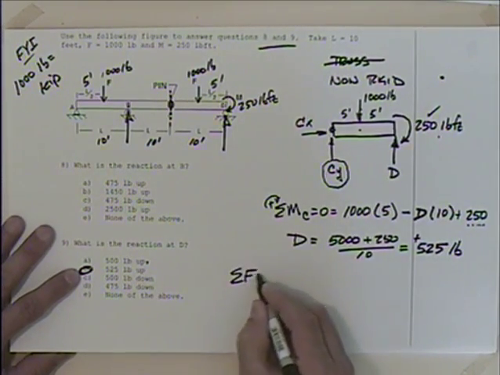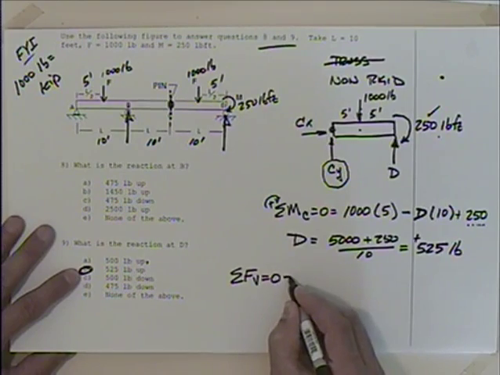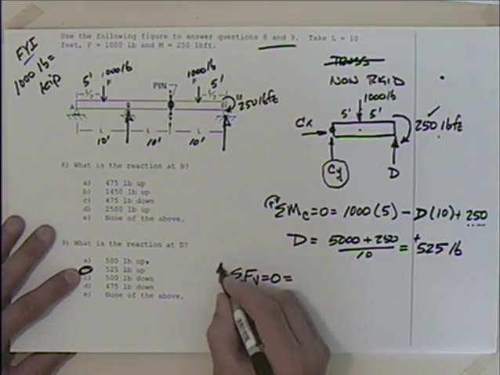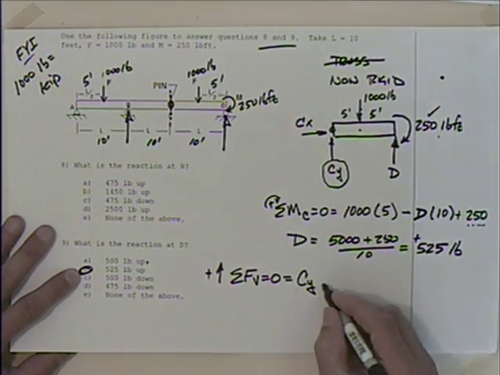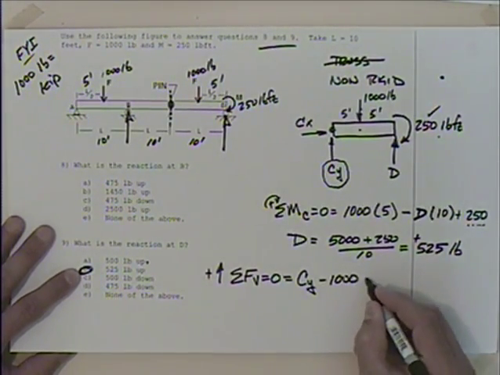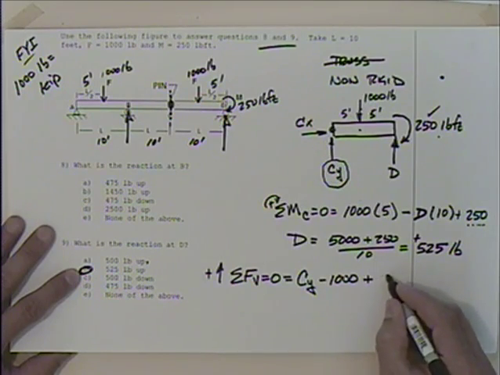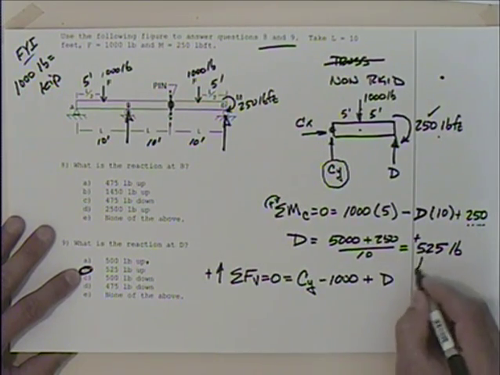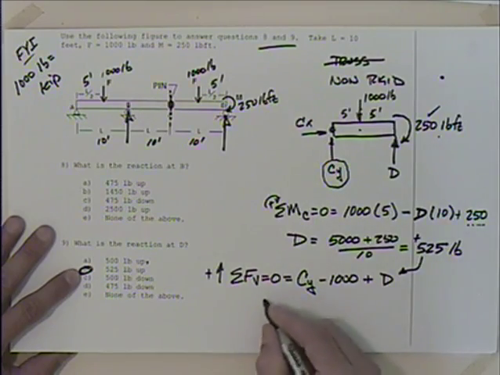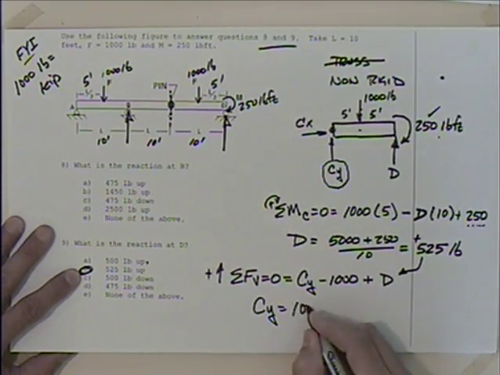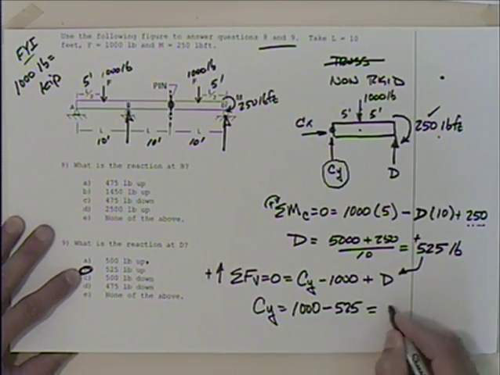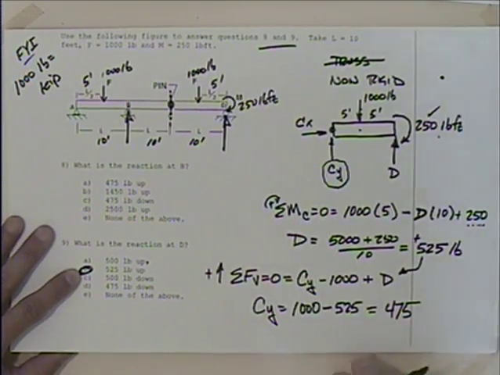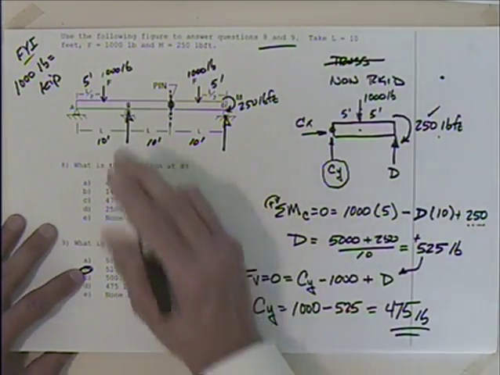So let me sum the forces in the vertical direction, setting it equal to 0. I'll take positive up here. So I've got CY minus 1,000 plus D, which is this 525. So I could say that CY is equal to 1,000 minus 525, which gives me 475, doesn't it? Okay, 475 pounds. And that's going to be important when I go to this other piece.